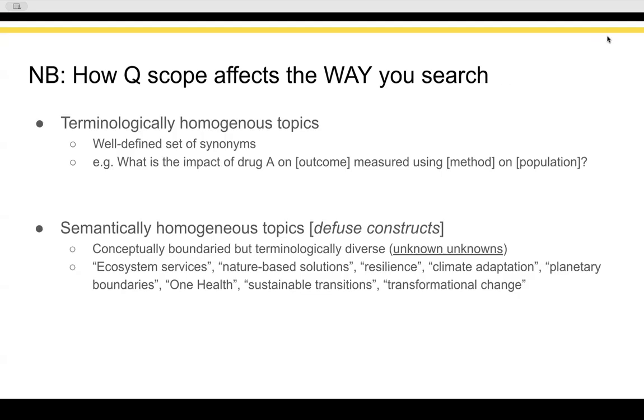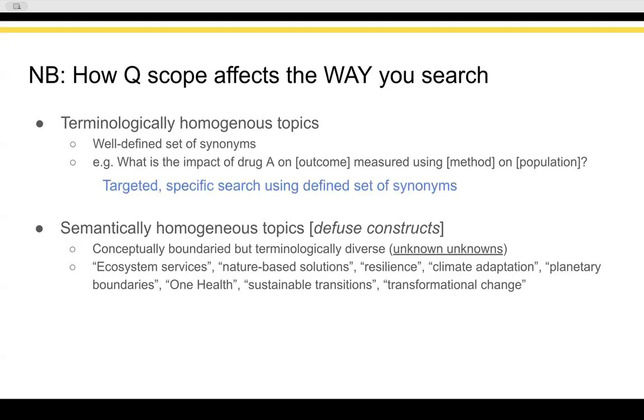Other worse examples are terms like ecosystem services, nature-based solutions, resilience, climate adaptation, planetary boundaries, One Health, sustainable transitions and transformational change. So much research exists on those that does not use those terms. So these topics are really difficult to frame a question around because you don't really know where the system boundaries are, what counts as one of those things and what doesn't. So that's something to be aware of and bear in mind.